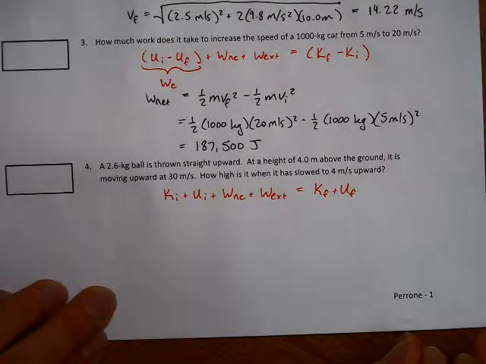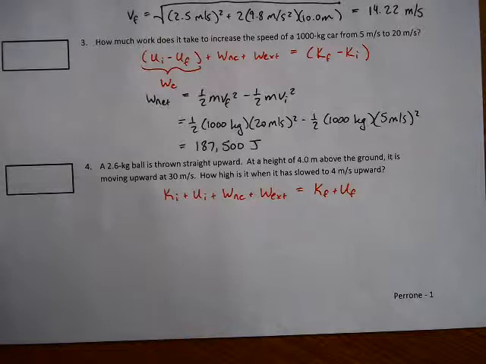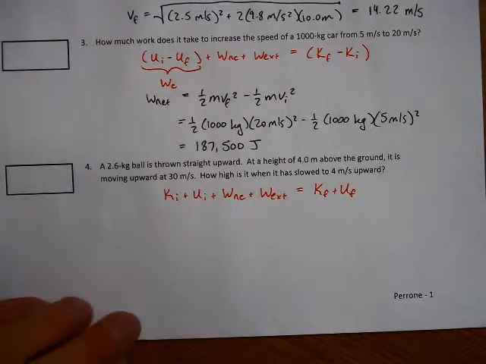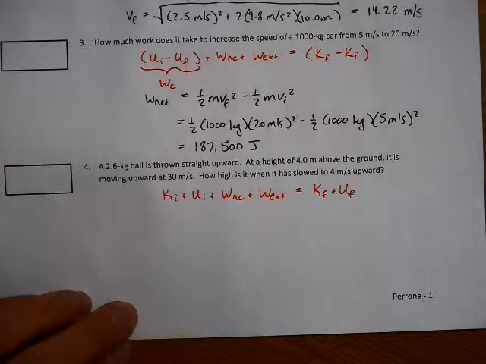Number 4. A 2.6 kilogram baseball is thrown straight upward at a height of 4 meters above the ground. It's moving upward at 30 meters per second. How high is it when it has slowed to 4 meters per second upward?